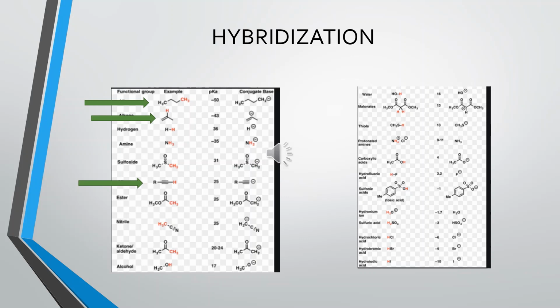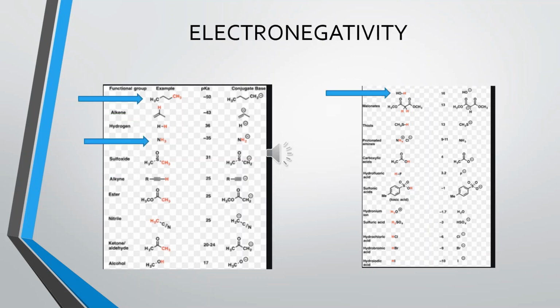And why is that? Because the more s character, electrons in s orbitals are held more closely to the nucleus than electrons in p orbitals. So the greater the s character in a hybrid orbital, the more closely the extra electron in the conjugate base is held to the nucleus, and the happier and more stable it is. The effect of hybridization on pKa.